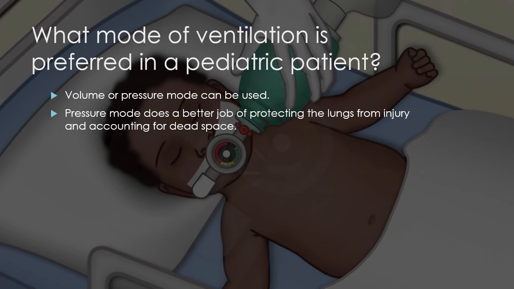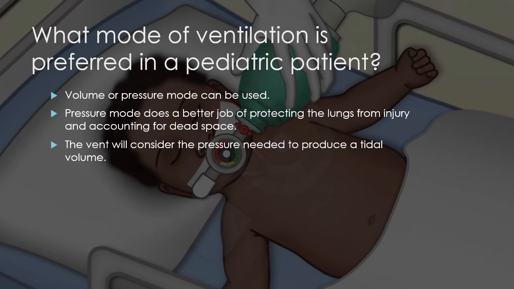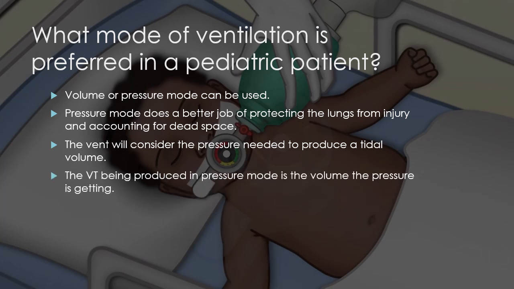Pressure mode does a great job of protecting the lungs. It makes sure that you're not exceeding the pressure inside their small chest cavity. But it's also taking into account the dead space. The vent will consider the pressure needed to produce that volume in AC pressure mode and overcome any dead space. So the tidal volume that's being produced in pressure mode is the actual volume that is getting to the patient. What that means is that dead space that we talked about in the previous slides that we need to be worried about, well, in pressure mode, it's going to overcome that dead space, and the volume being produced in pressure mode is the actual volume getting to the patient.